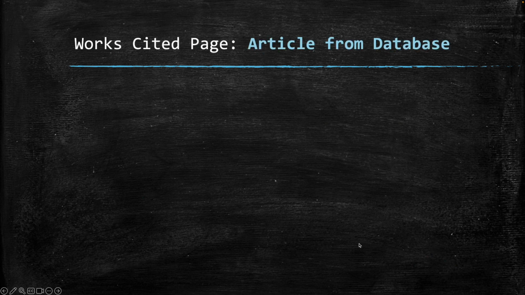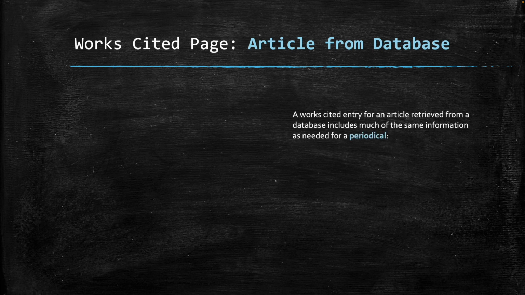So now we're going to talk about how to format your works cited entry for an article retrieved from a database. The important thing to understand here is that, again, a database is not a publisher. It's just a warehouse for articles that were originally published in periodicals. So the first half of your works cited entry will be identical to what that entry would have looked like if you were actually citing the print source in your essay.